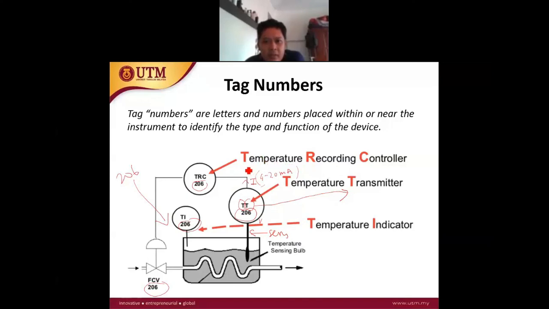Temperature is the variable, and the first function is to record. To record means that we can check the output over time, so we can download the temperature recorded over a certain period of time. And then the second function is controller.